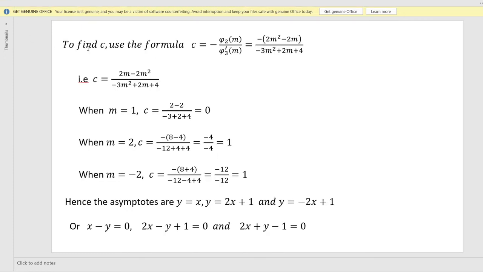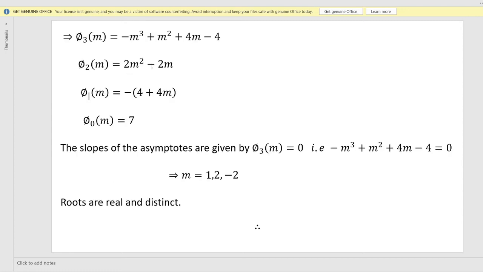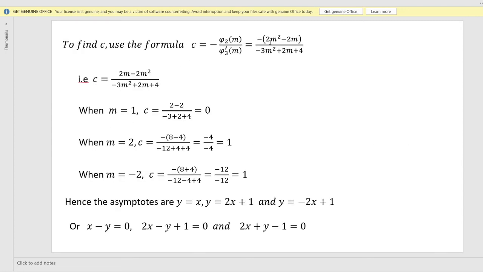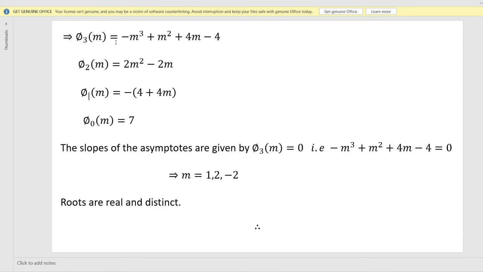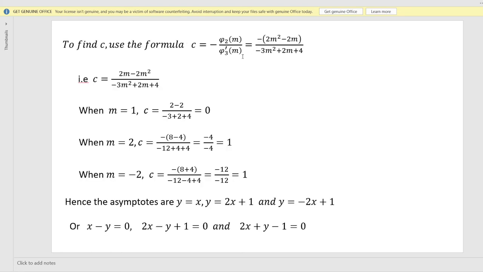Then to find c using the intercepts, c is equal to minus phi 2 of m divided by phi 3 dash of m. The highest degree is phi 3. So c is equal to minus of phi 2 of m, which is 2m square minus 2m, divided by phi 3 dash of m. Phi 3 dash, that is the derivative, is minus 3m square plus 2m plus 4.